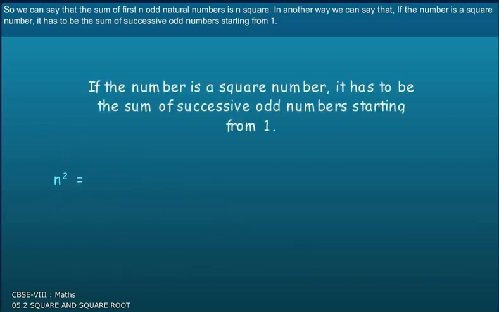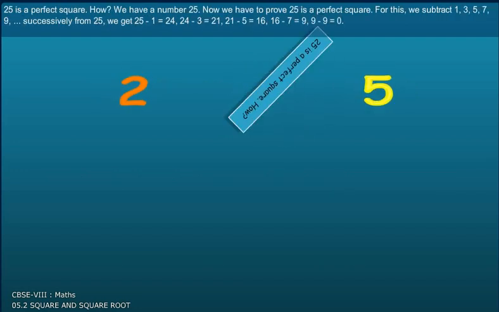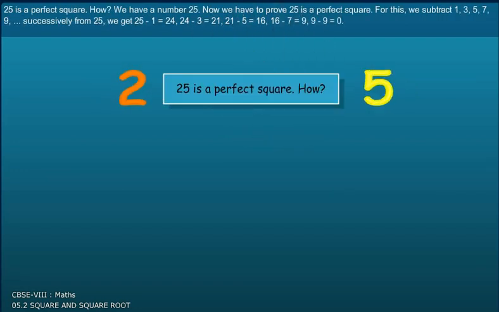In another way, we can say that if the number is a square number, it has to be the sum of successive odd numbers starting from 1. 25 is a perfect square. How? We have a number 25. Now we have to prove 25 is a perfect square. For this, we subtract 1, 3, 5, 7, 9 successively from 25.